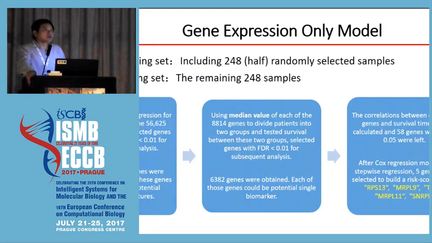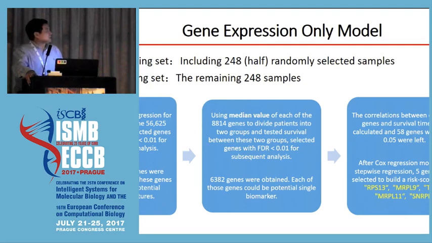For the gene expression data, there are 498 data sets in total. We only get 496. We select half of them randomly and get 248 data sets as training data, and leave the rest for testing. We run a Cox regression model for each of these 46,000 genes and select genes with FDR less than 0.1 for the next analysis, which leaves us around 8,814 genes. These genes are potentially the signature for this model.